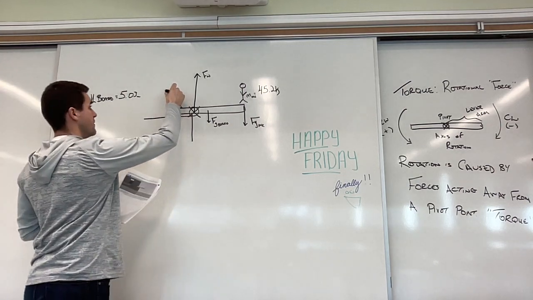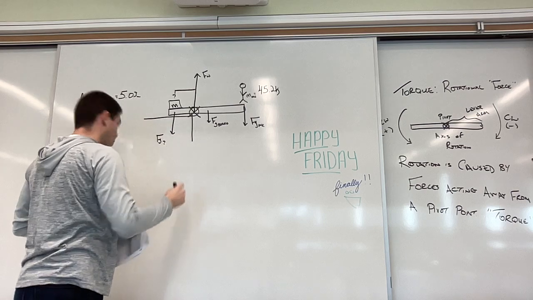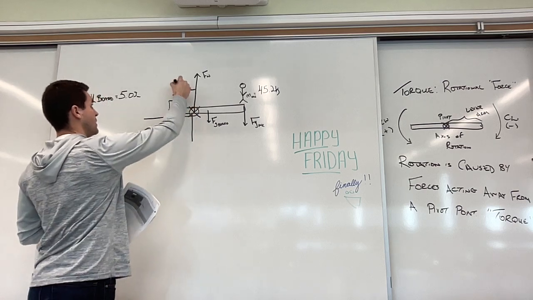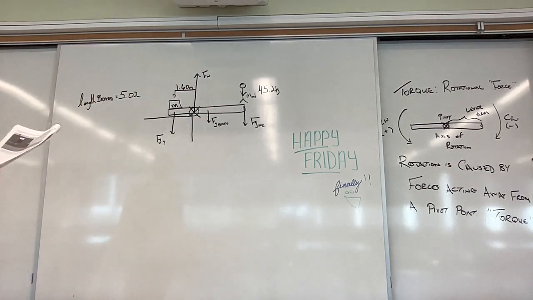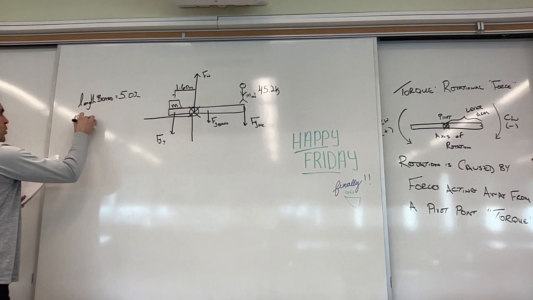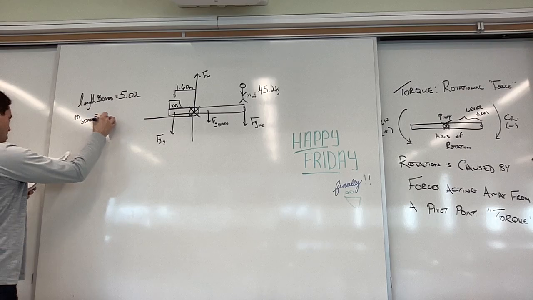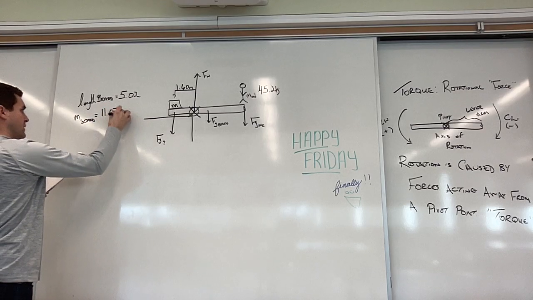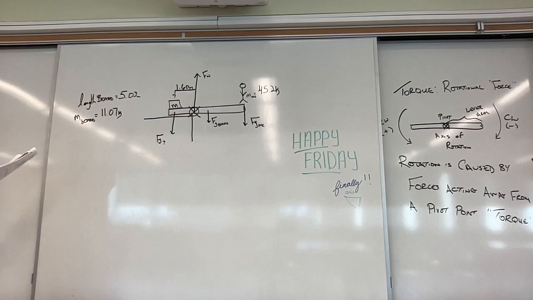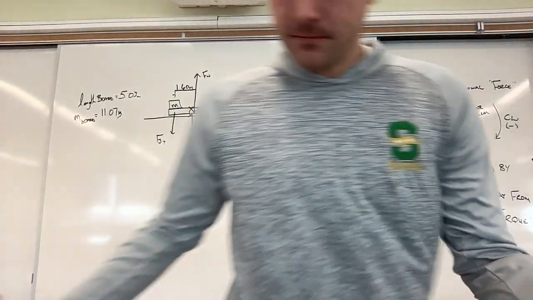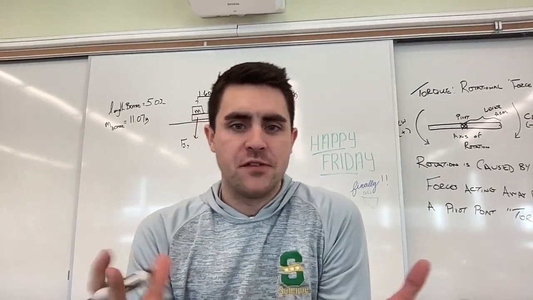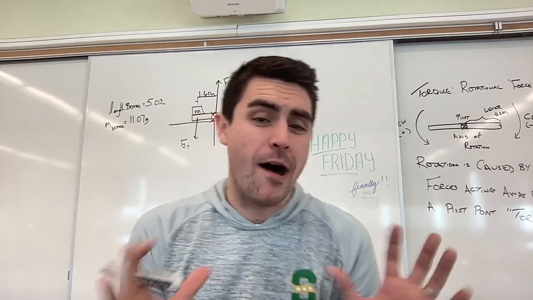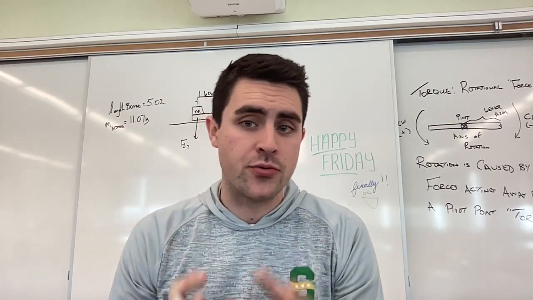This distance here from the mass over to the pivot is 1.60 meters. They told us that in this problem as well. And they're going to tell me that the mass of the board is equal to 11.07 kilograms. Okay, so if you think you've got a good understanding of this already, pause the video, go solve it, come back, I'll give you the solution. Otherwise, stick with me. Let's go through this practice problem.